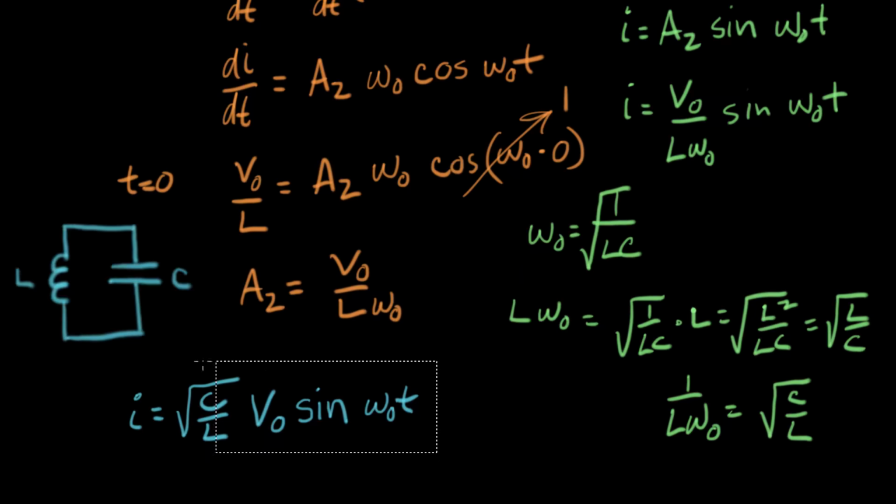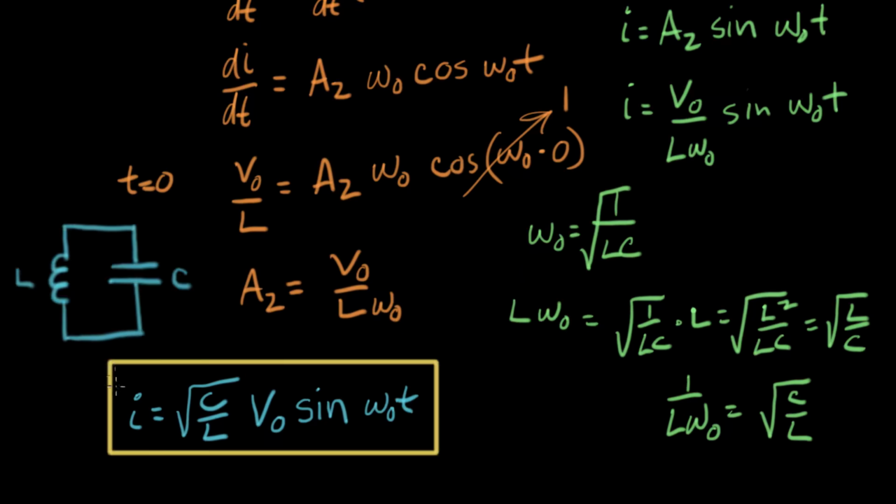And that is the solution for the natural response of an LC circuit. It's in the form of a sine wave, and the frequency is determined by omega naught, which is set by the two component values, and the amplitude is determined by the energy we started with, which is represented here by V naught, and the ratio of the two components again. So this is why I said at the beginning that this is where sine waves are born.